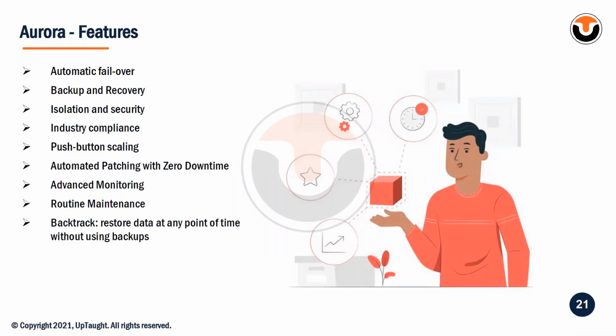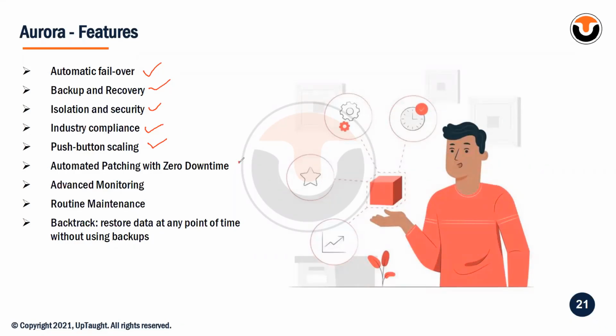So what are the features we just saw? We just saw many options, but what are the major ones? Automatic failover, yes. Backup and recovery, it's well in RDS as well. We do have it here as well. Isolation security is available here. Industry compliance, yes. Push button scaling, single button scaling, obviously yes, because it maintains the auto scaling. Number of read replicas, also the storage can be automatically increased.